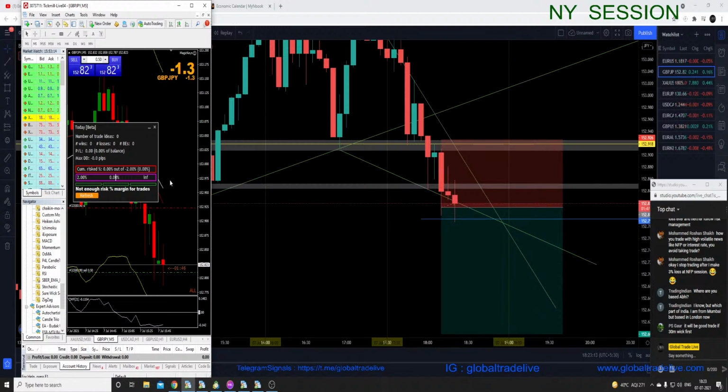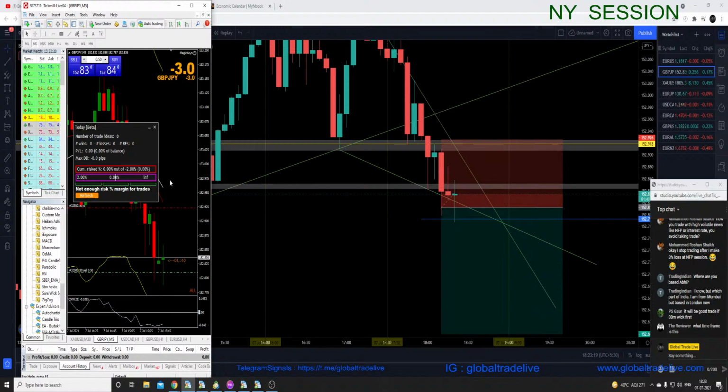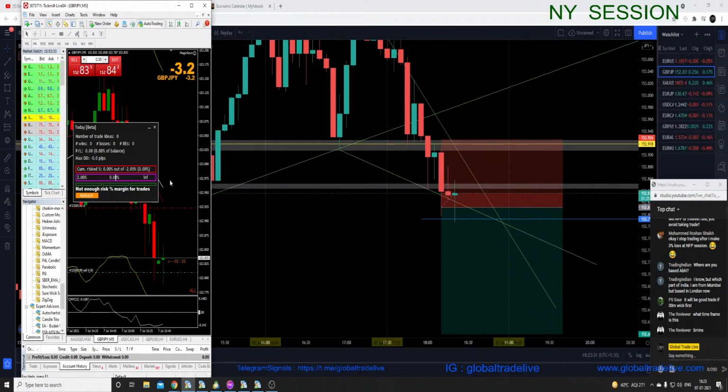Sorry. Oh, it just rejected that area. What time frame is this? This is the 5-minute time frame. Yes, 5 minutes. This 5-minute time frame is based on the 4-hour time frame and all the higher time frames.